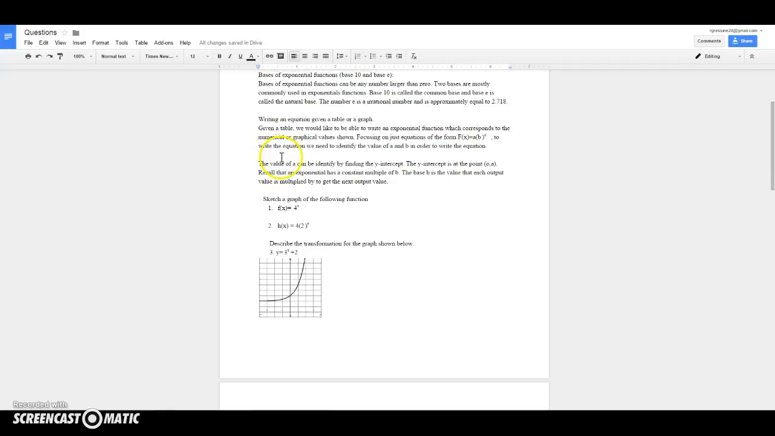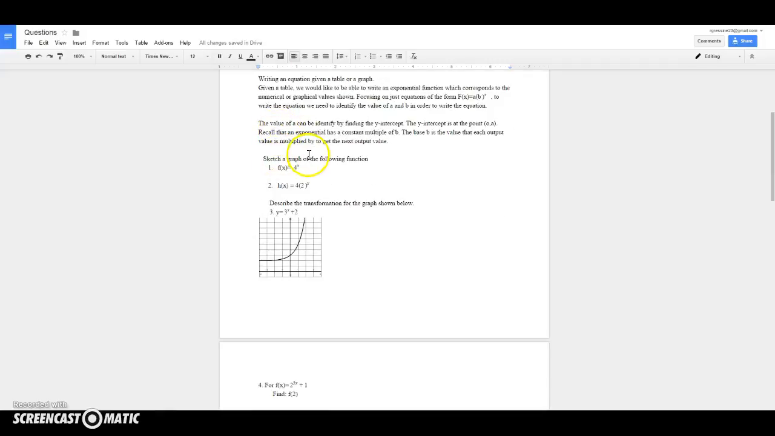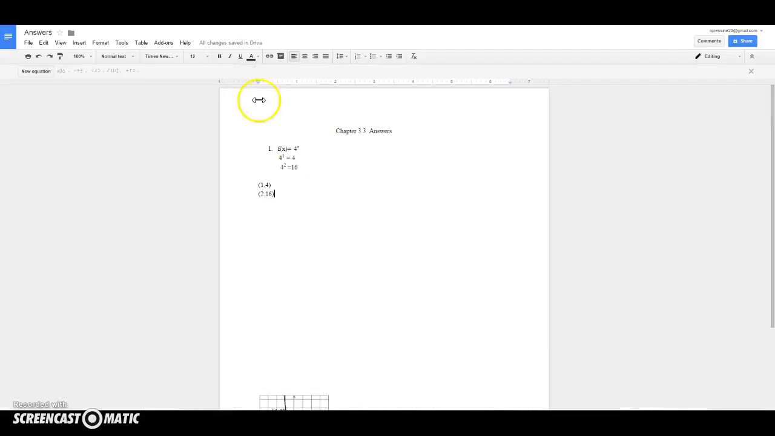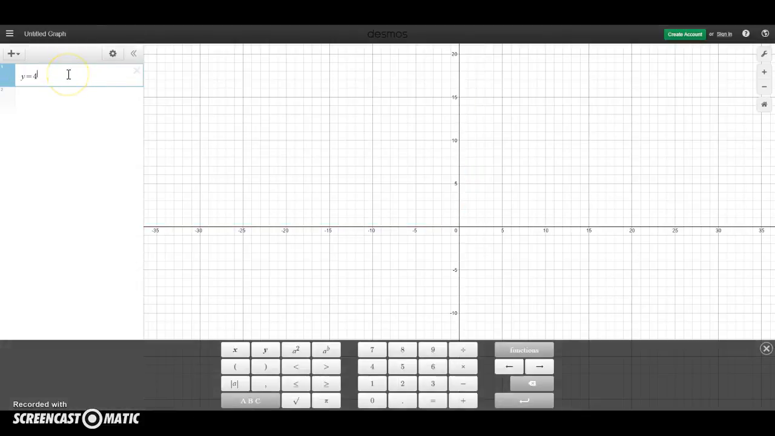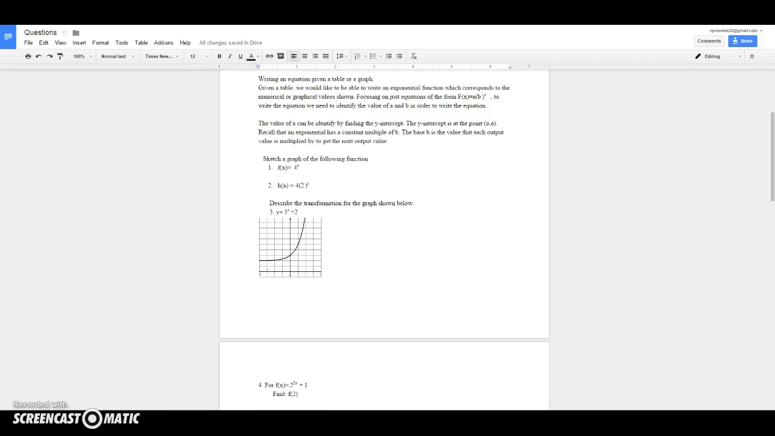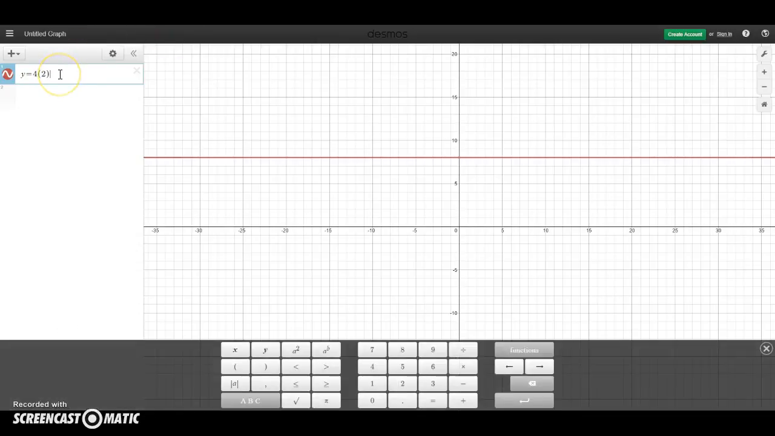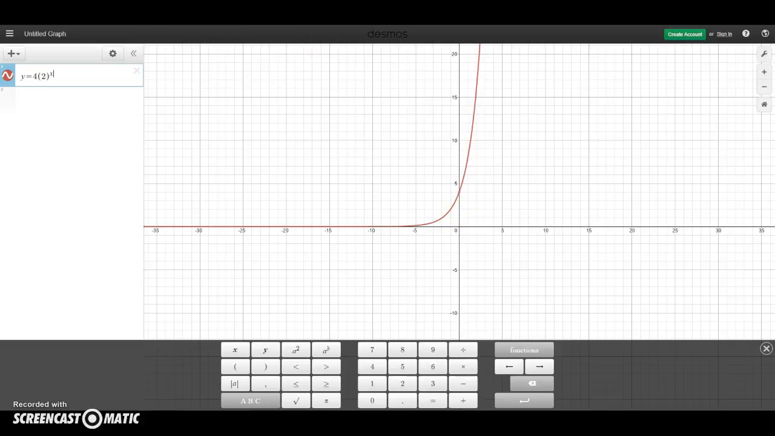Let's move to the next one. For number 2, I will basically do the same thing. I can solve it using decimals, with 2 to the x now. And this is the graph. If I was doing this by hand, I would just plug in points.